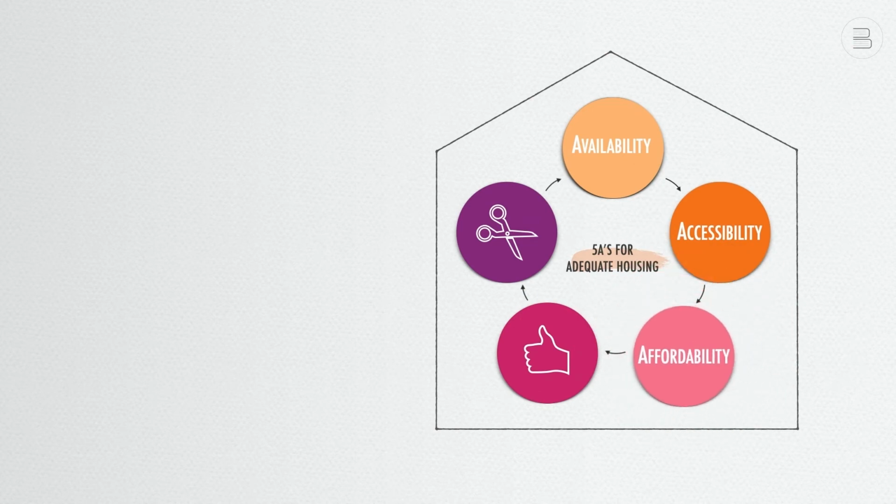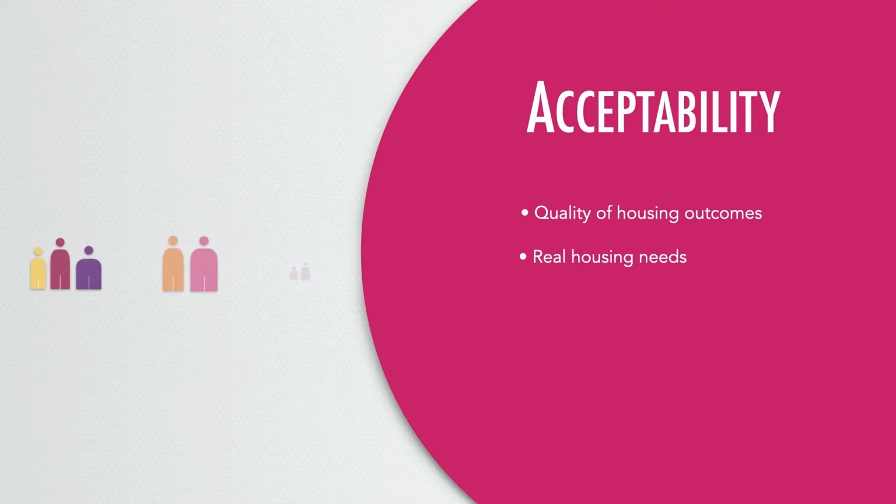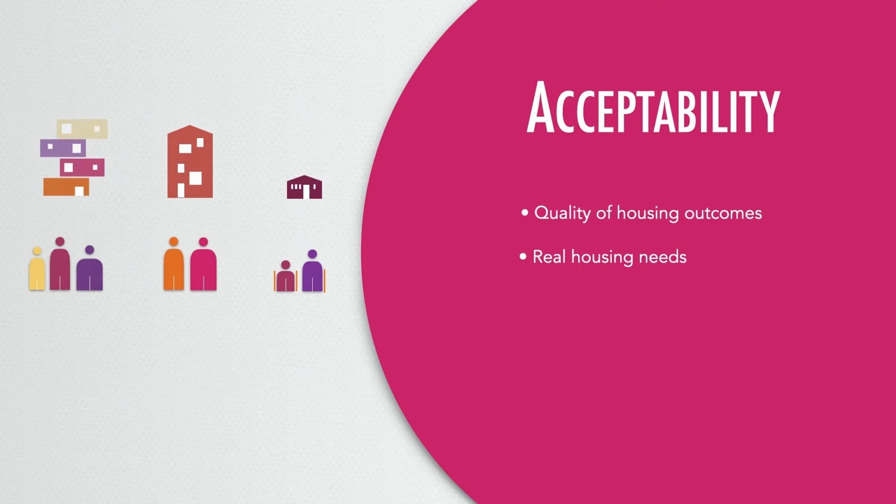The fourth A principle of adequate housing is acceptability. It relates to the quality of housing outcomes. Acceptability also refers to real housing needs because it considers the changing needs of a household over time. For example, spatial needs are different for young couples, elderly people, and young professionals who jointly form a household.